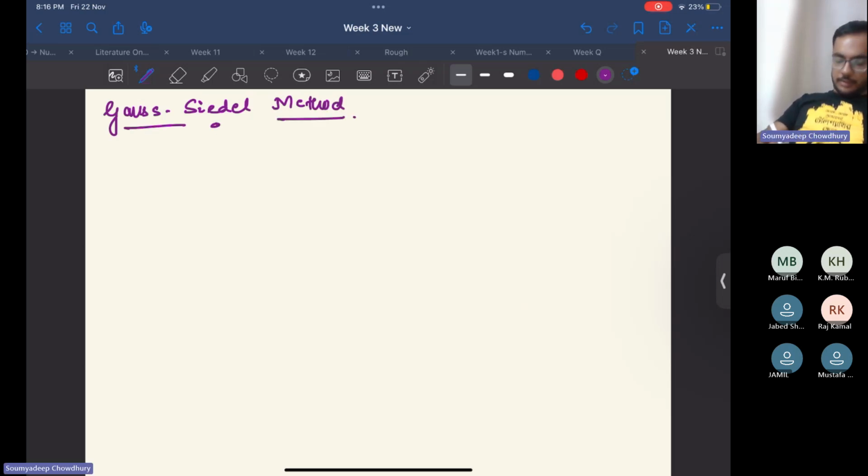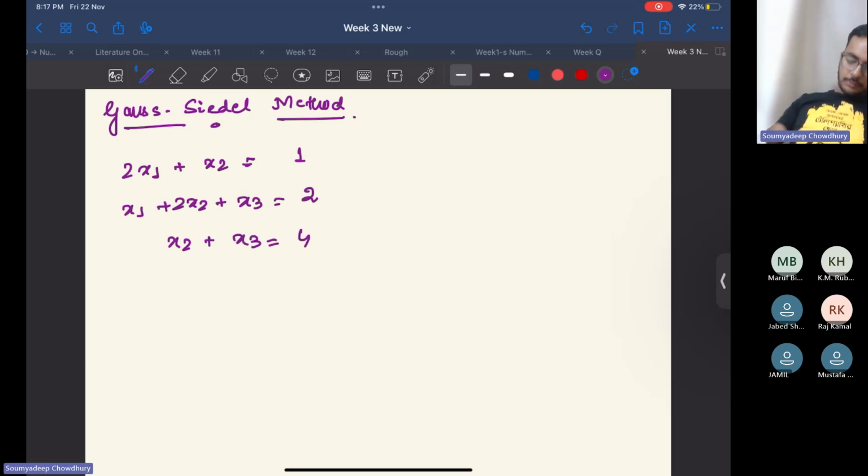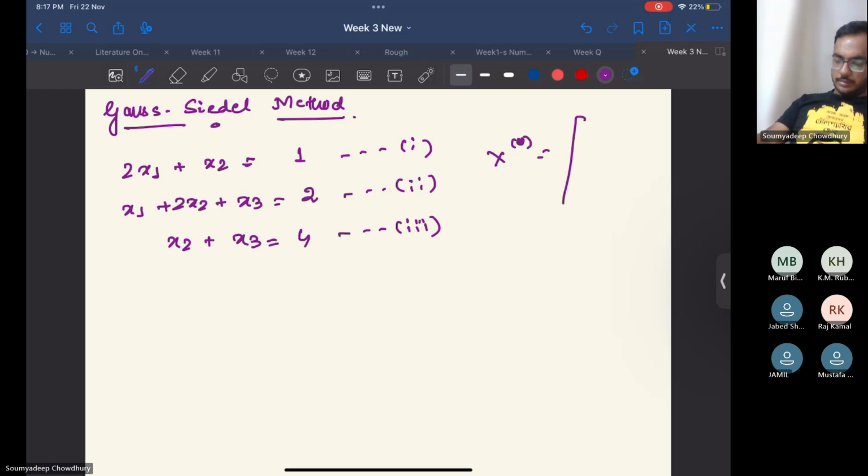So, Gauss-Seidel method. The first equation is 2x1 plus x2 equals 1. x1 plus 2x2 plus x3 equals 2. x2 plus x3 equals 4. These are the three equations, right? And your x of 0 was given as 1, 2, 1.